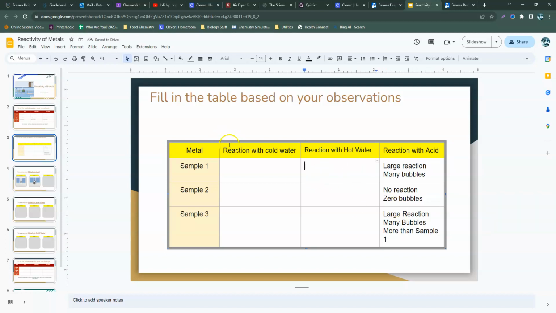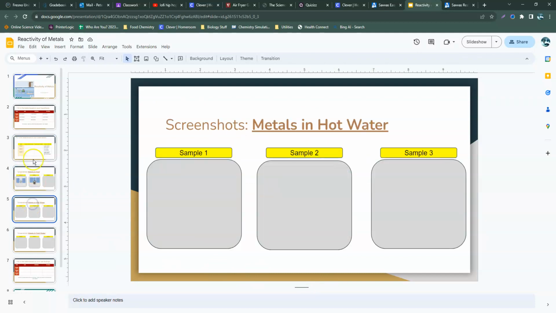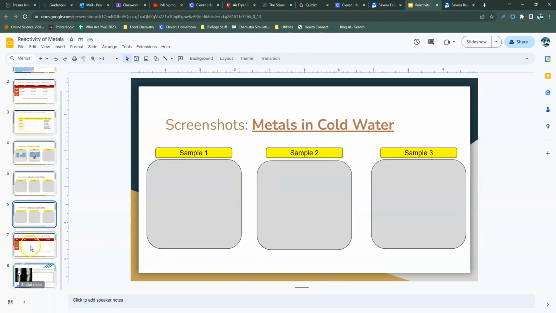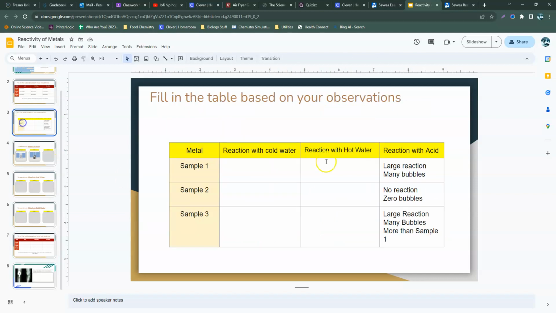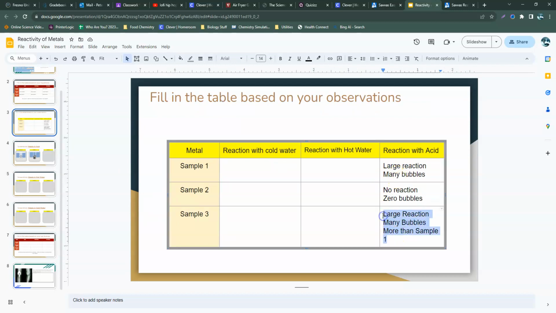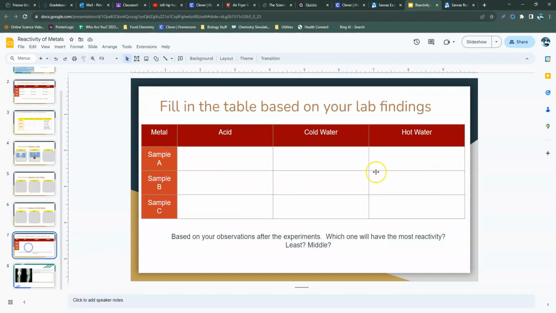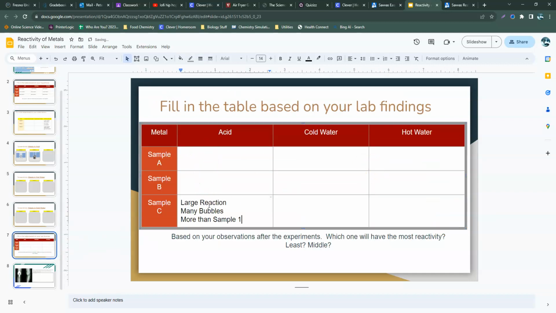Okay, and then we would go through and do cold water and hot water the same way. We do screenshots for hot water and cold water, and then we get to here where we're going to fill in, instead of guesses, which is actually the case for each one. So for example, we know that acid for sample C was a large reaction, many bubbles, more than sample 1, so I can even just copy and paste it right here. So acid, C, right there.